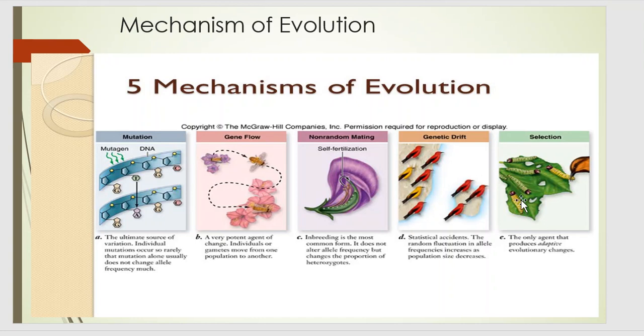The next one right here is natural selection. You can see that the bird is picking the yellow ones and leaving the green ones because they are better camouflaged. So these are the five mechanisms through which evolution happens.